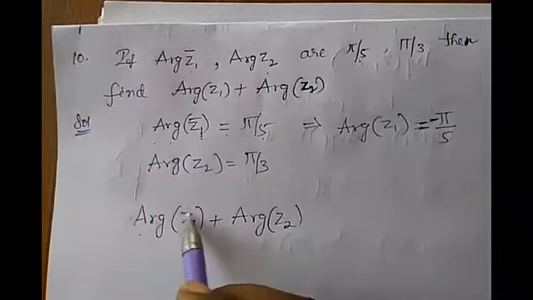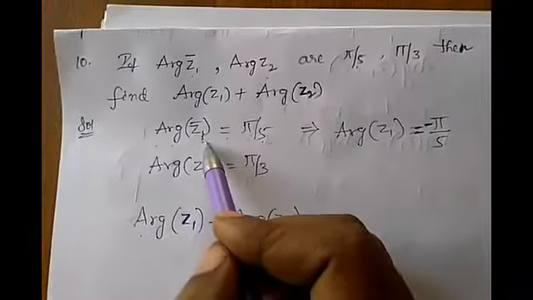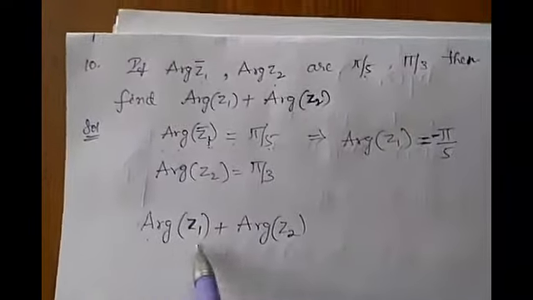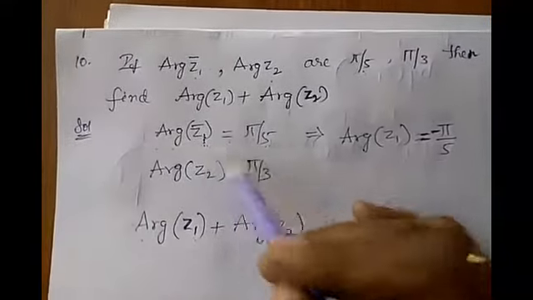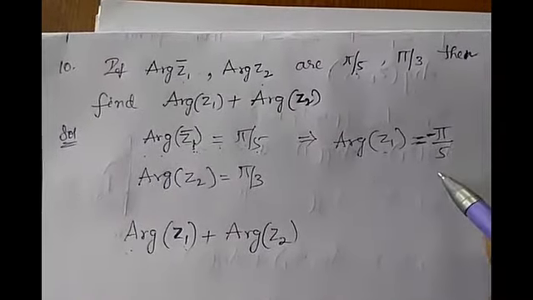Argument of Z1. But here given is argument of Z1 bar. What is argument of Z1 bar? Which is equal to pi by 5. But we have to get argument of Z1 to find this. So what is argument of Z1? Argument of Z1 is equal to minus pi by 5.